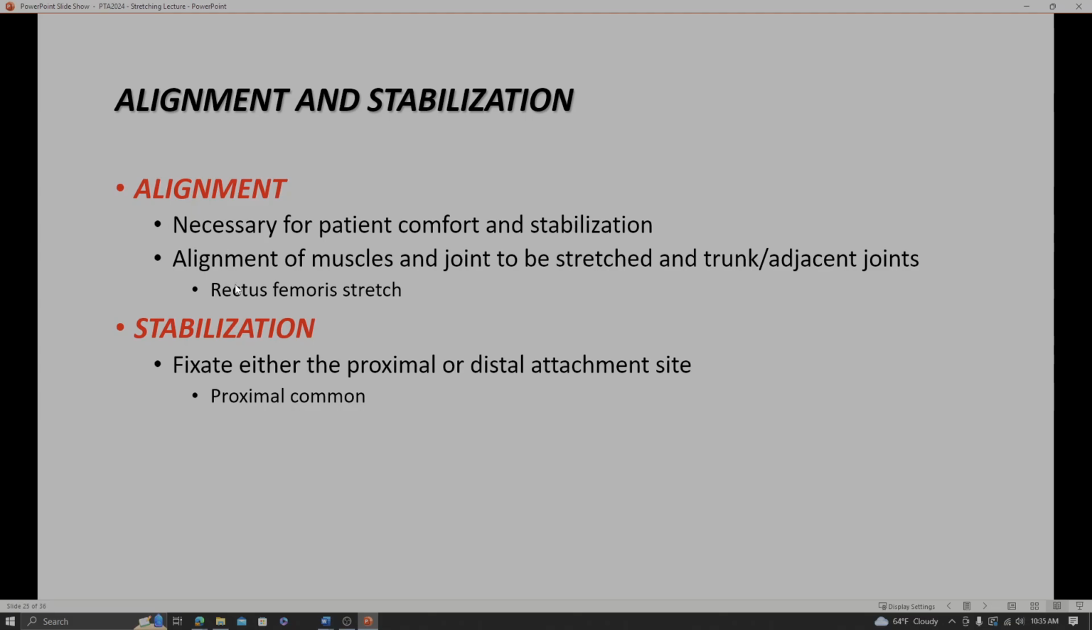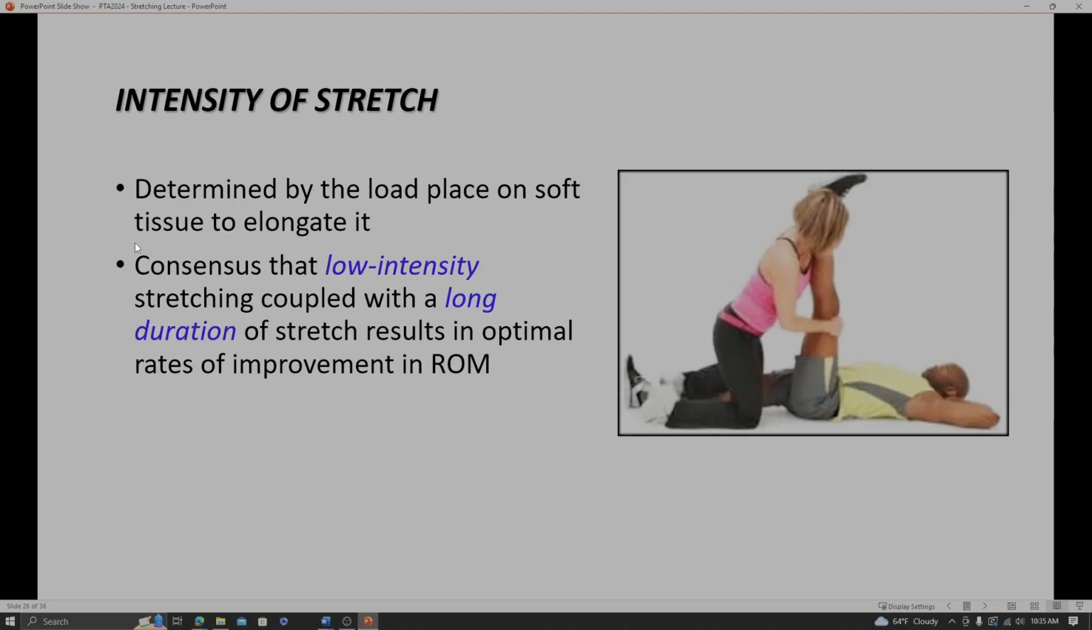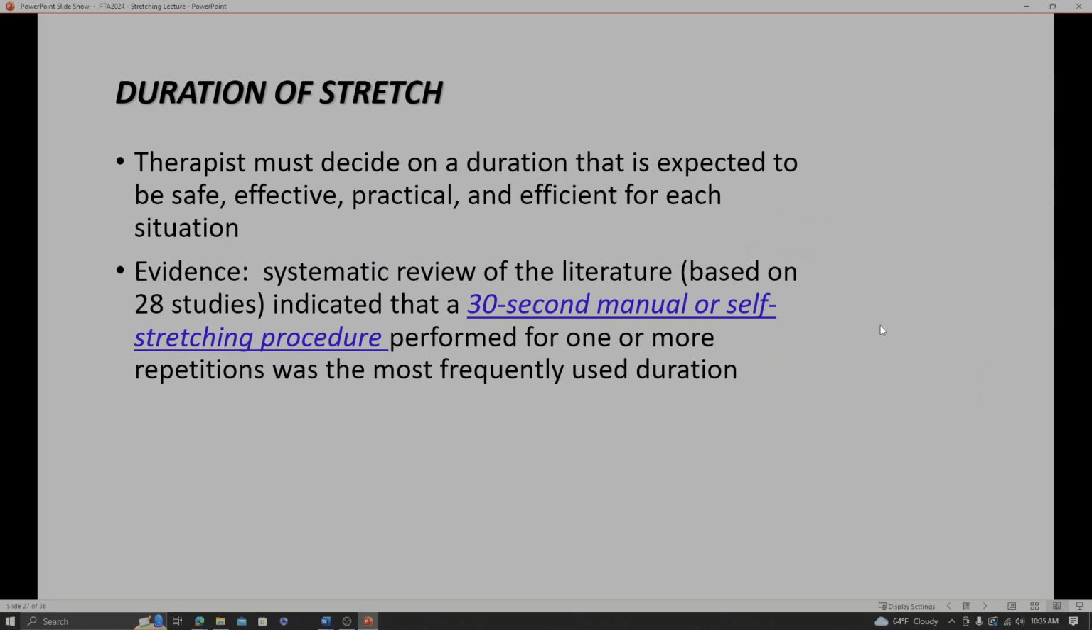Make sure that all the structures are aligned. Make sure that you're stabilizing properly. Make sure that you are aware of the intensity of the stretch. Pretty much the rule of thumb for this is low intensity, long duration, or low load, long duration stretch is going to be the best way to stretch your patients. Typically, now this could vary depending on pathology, but that's sort of the gold standard.